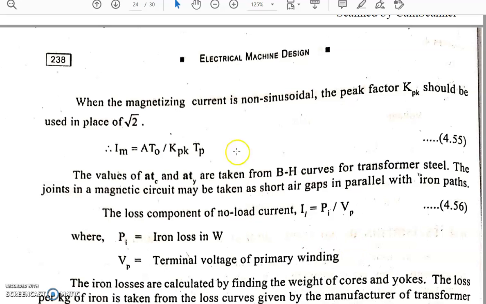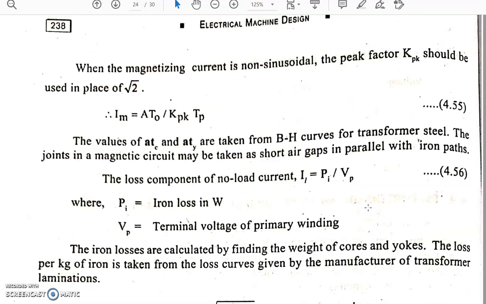If the waveform is non-sinusoidal, then the peak factor for the corresponding shape of the waveform should be substituted instead of root 2. Root 2 is only for sinusoidal EMF. So the general equation for magnetizing current is AT naught divided by KPK, that is the peak factor, multiplied with the number of turns. The values of ATC and ATY are taken from the BH curve of the transformer steel, and the joints, which actually make a parallel path with the iron path, will be considered separately.